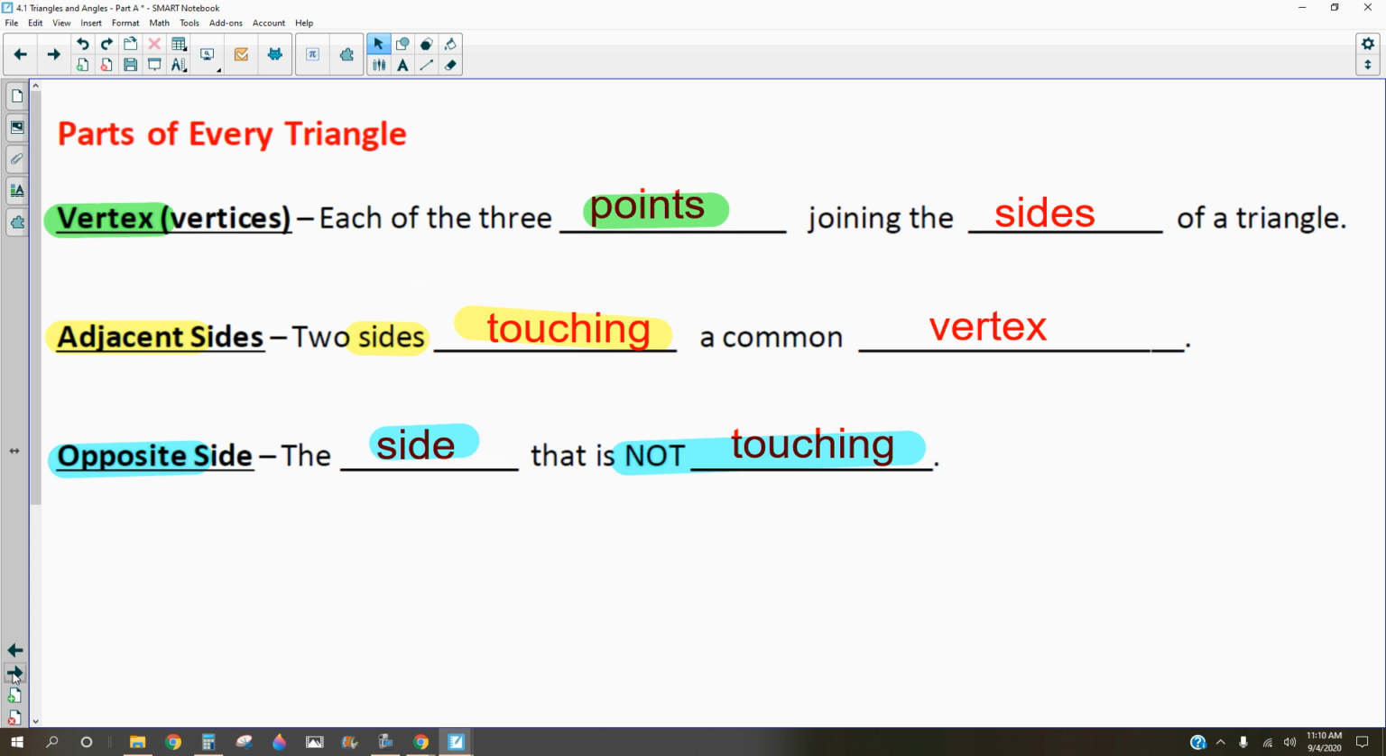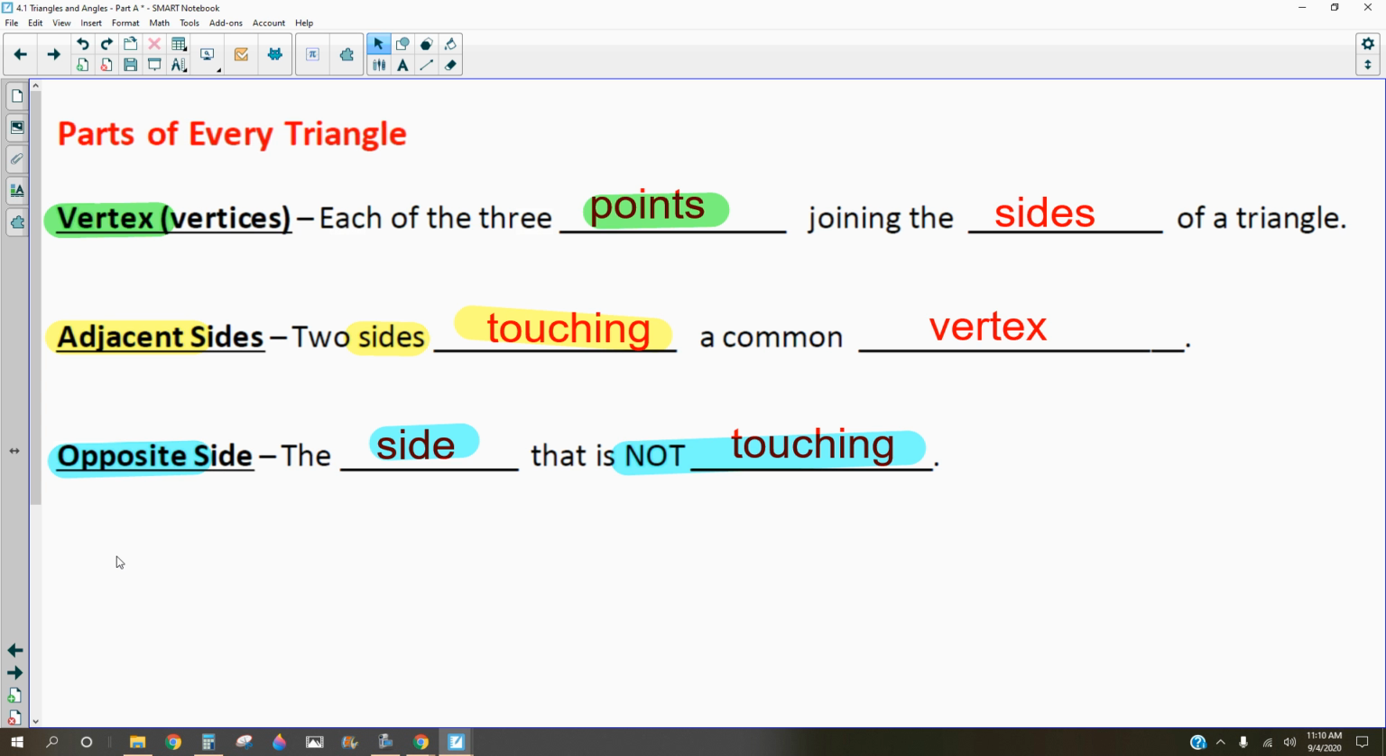Okay, let's learn about parts of a triangle. The vertex of a triangle are the points. Okay? It's the part where the sticks come together. Those are vertex, or if there's more than one, you call them vertices. That's the plural, vertices. Adjacent sides are two sides that share a corner. Two sides that come together at the same location, they're called adjacent. The other side would be called the opposite side.